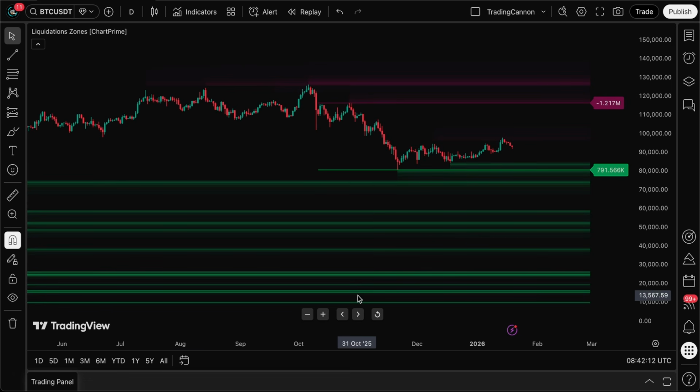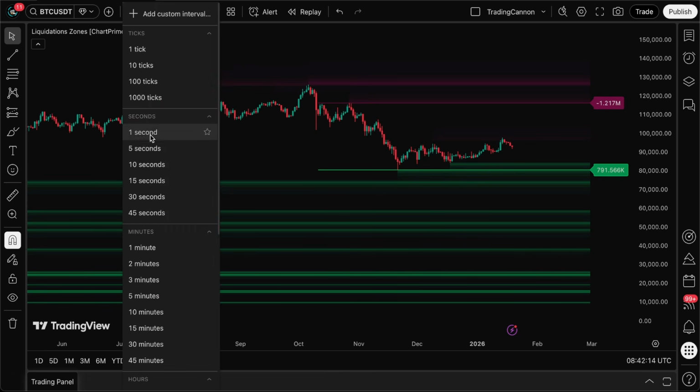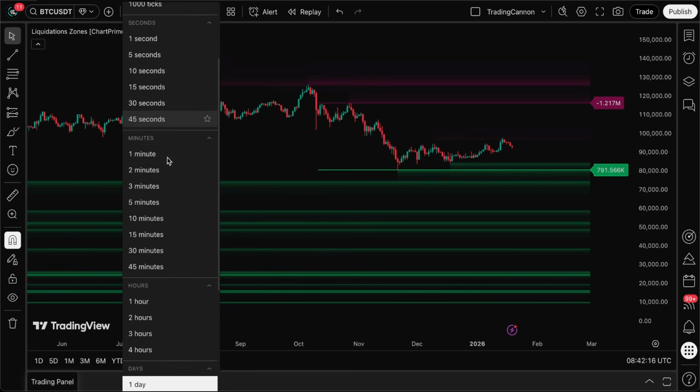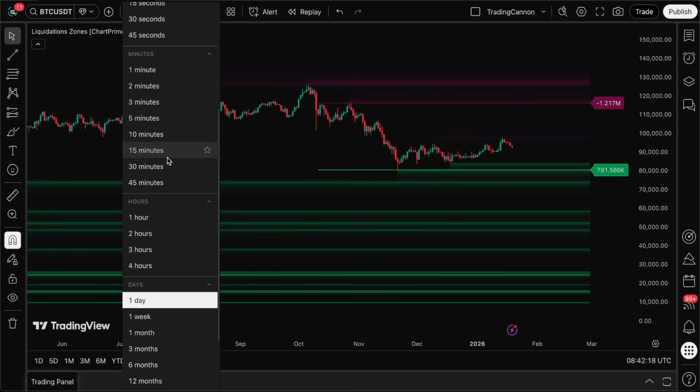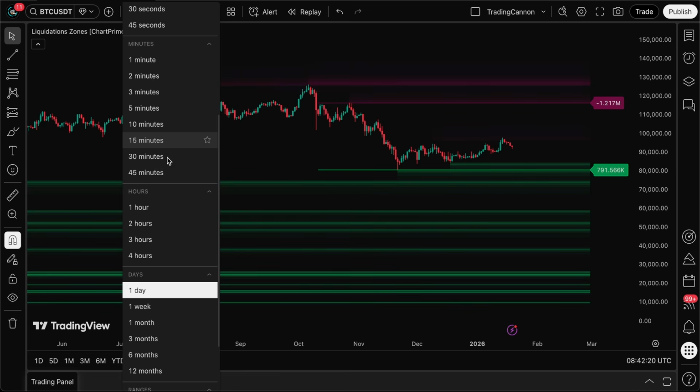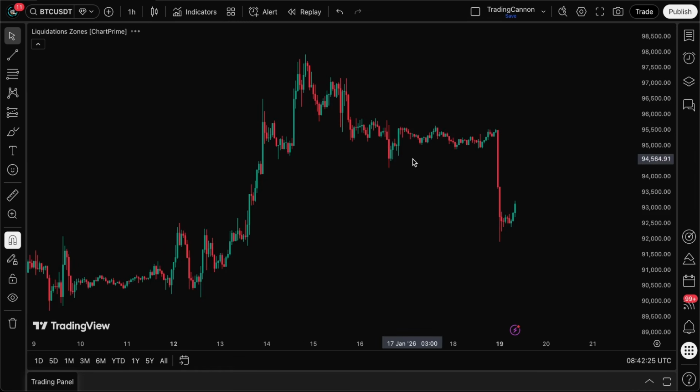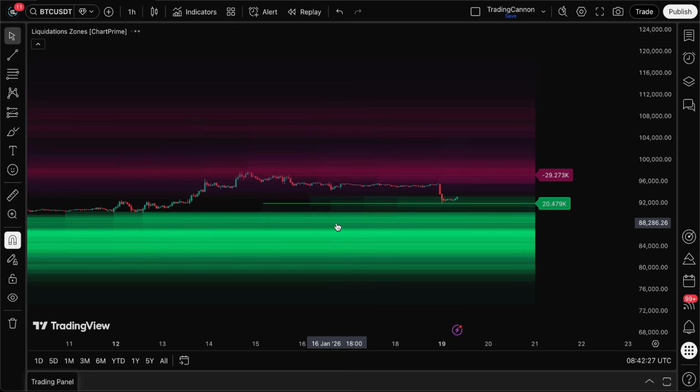For time frames, this shines on 5-minute to 1-hour charts for day trading, especially on crypto pairs like BTC/USD or futures. Avoid super low time frames like 1 minute to cut down on noise.